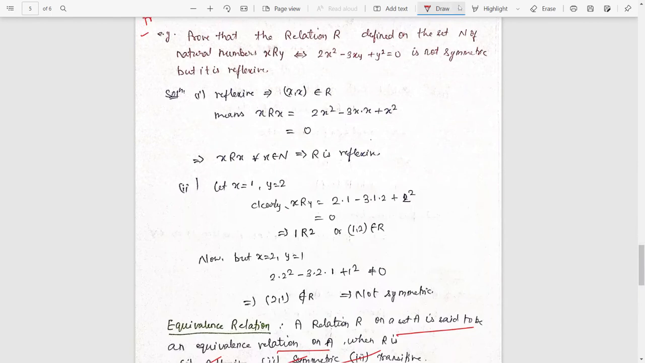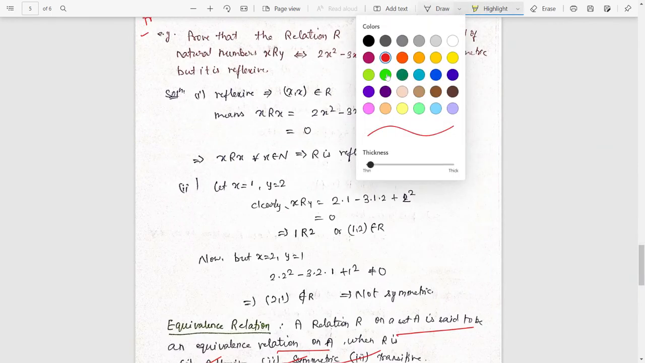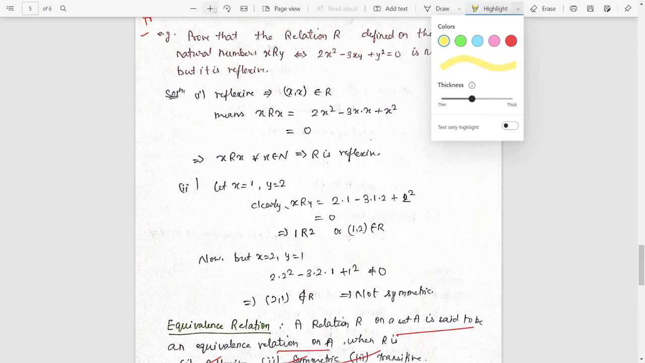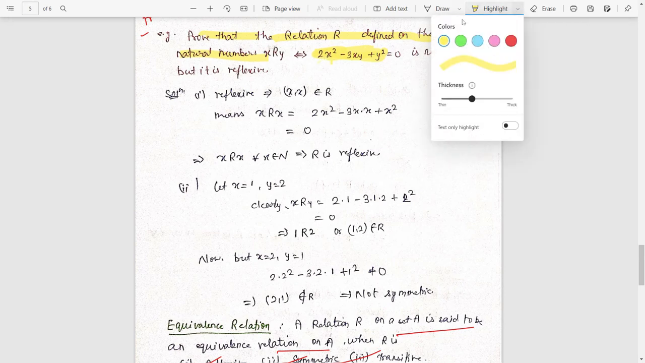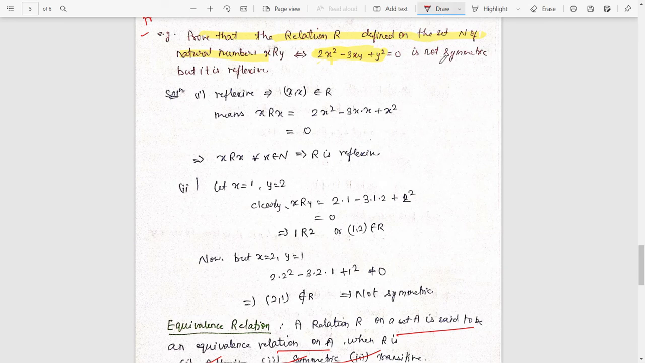Now let's talk about a typical, difficult example, something where we should apply our thinking. Prove that a relation R defined on the set N of natural numbers, where x R y means x is related to y, and the relation is defined by 2x² - 3xy + y² = 0. For any elements x, y, you evaluate this particular expression, and if it is 0, then you can say x is related to y. Now you have to prove that this is not symmetric but reflexive.